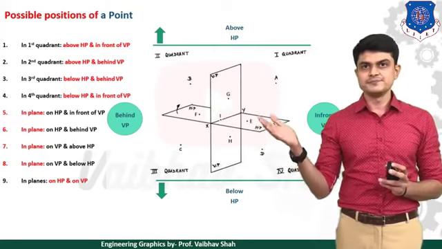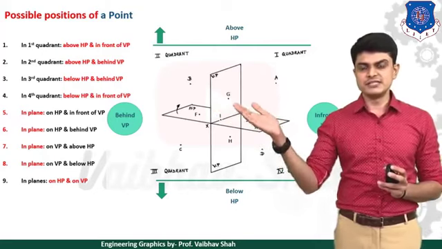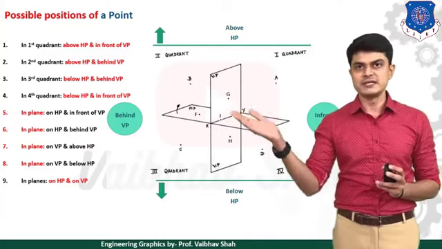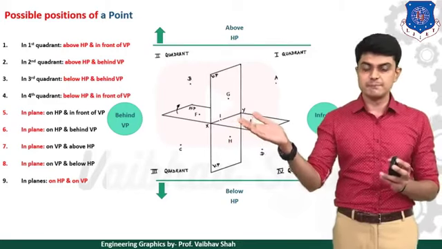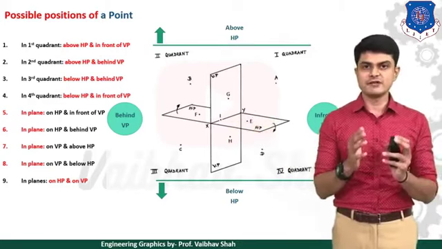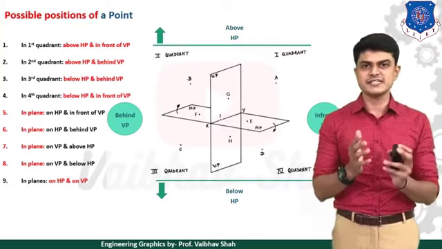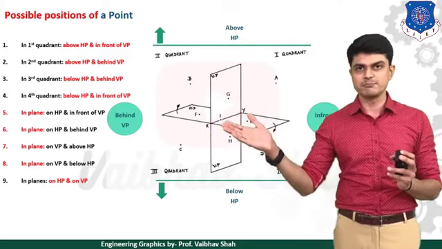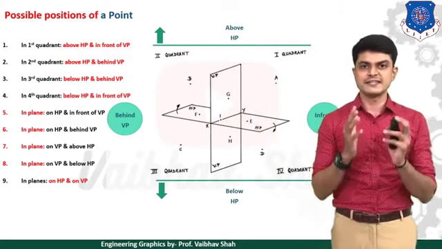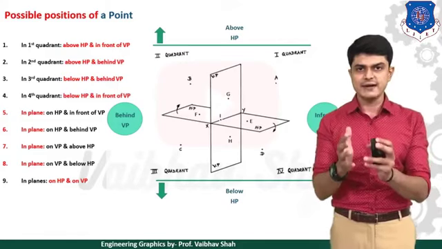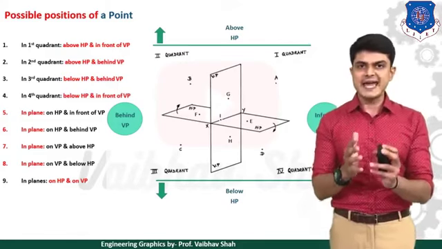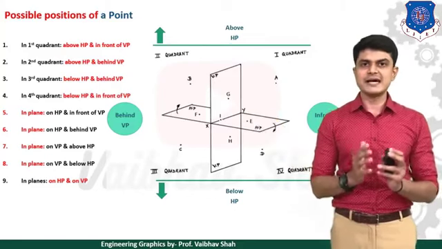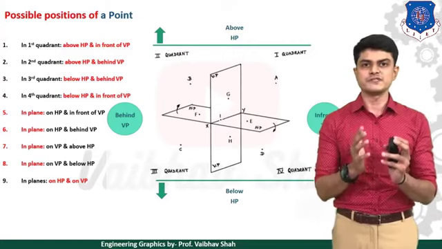Then we will have G, the point which is in VP but above HP, and point H, which is in VP but below HP. And then we will have a final point which is the intersection of your HP and VP both. As you can see on the XY line, there is one point which is the intersection of HP and VP, and you can also say it is on the XY line itself. So these are our total 9 possible positions available.